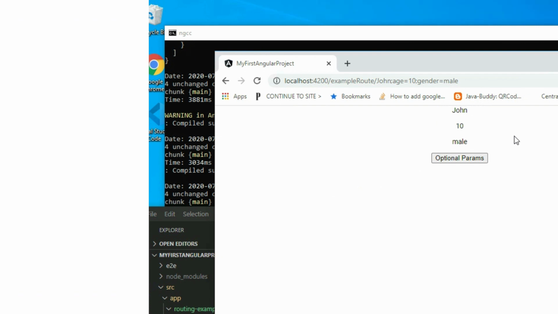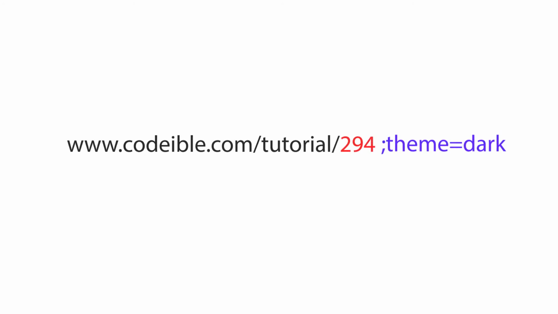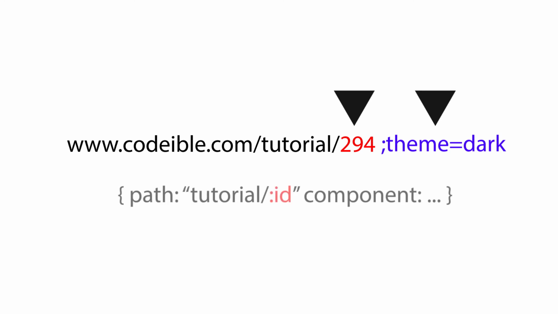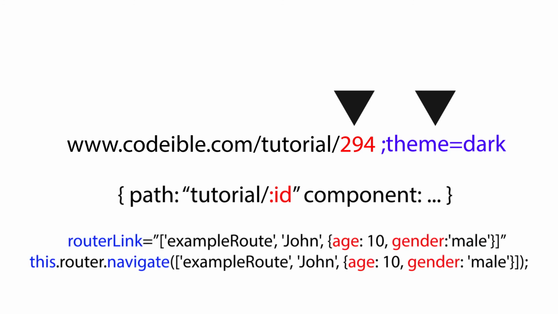Let's take a moment to recap what we have learned. We learned that route parameters are values that we set in the web address, and that there are two types of route parameters. Required parameters are parameters that we set in the path of the route, and optional parameters are parameters that we add in the web address. We learned how to add parameters in the path by using the colon symbol, and we also learned how to add optional parameters by using the router link attribute directive and the router object.